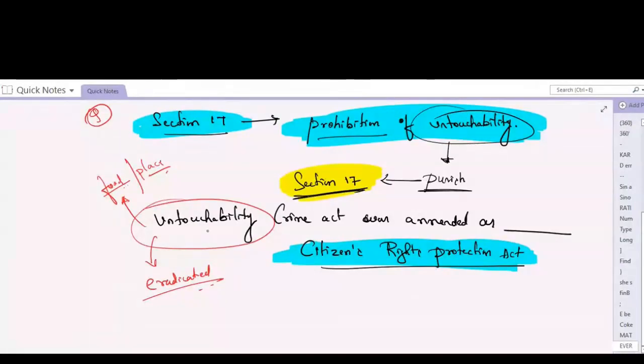Understood? Why? What is the reason? How can you say that? Because of what reason is this untouchability removed from our society? What made it eradicated, or almost died in our society? What is the reason behind this? No, we don't have untouchability. No, we are not following untouchability. Because of what? Section 17.